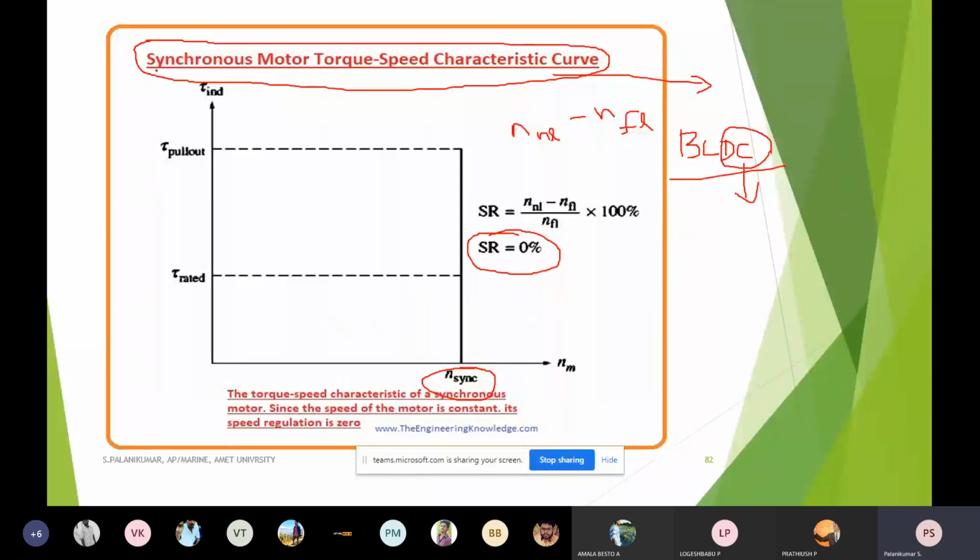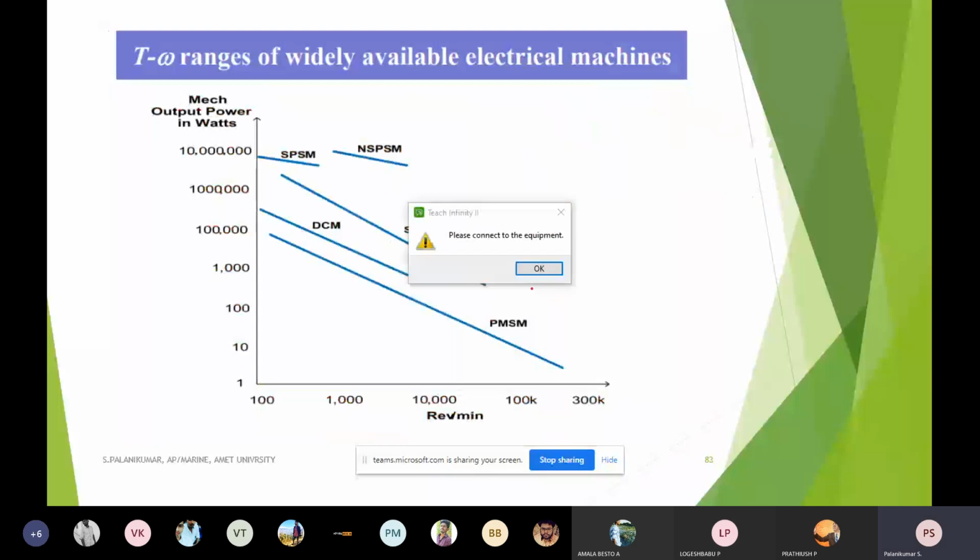But as it is a synchronous motor, there is no possibility of speed regulation. Speed regulation is zero. So this is the concept. We have come to the end. Drawing a graph: how much is the speed, and how much is the power output? What is the power output, and how much is the speed in revolutions per minute? With this, I have a graph for all the types of motor.